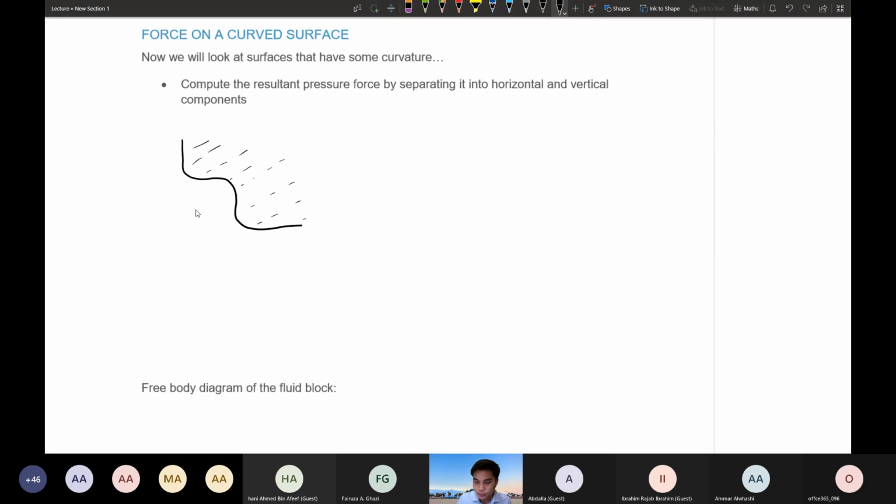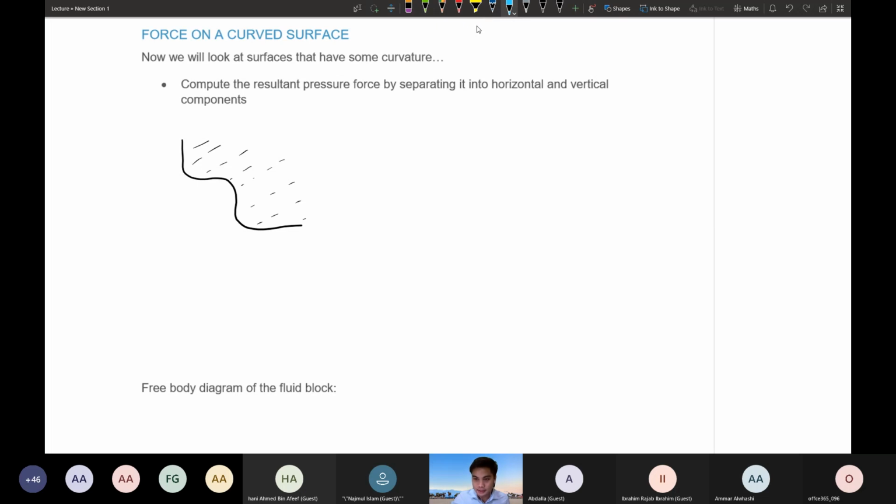So previously we learned about the plane surface. So how to solve for this kind of curvature surface? Do you have any idea on how to solve the curvature surface? Break it down into components, then find the resultant. Yes, perfect, that is correct. You need to break it down. So how to break down? You need to have the projection into the vertical and horizontal axis.